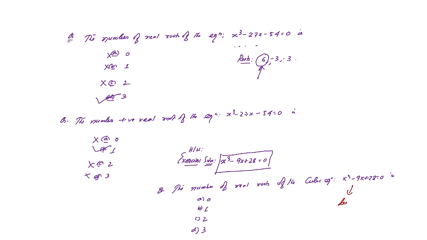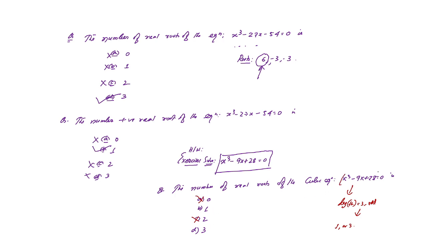So here the degree of f(x) is 3. This is an odd number, so it has at least one real root. Every odd degree polynomial must have one real root, so the number of real roots may be 1 or 3. Okay, so options A and C are discarded. Now you need to check whether it will be 1 or 3.